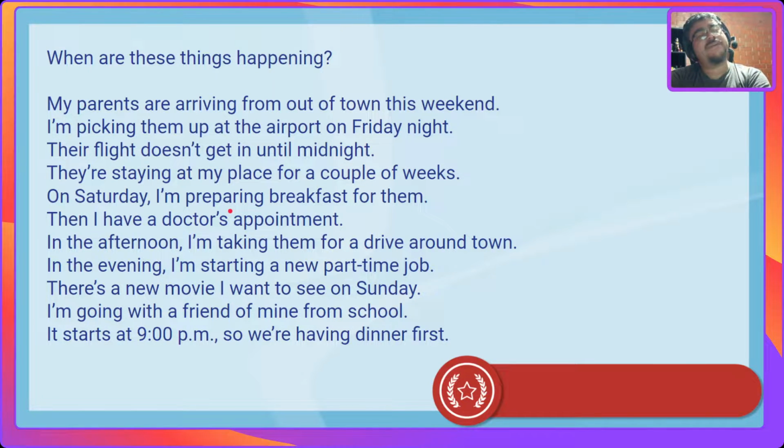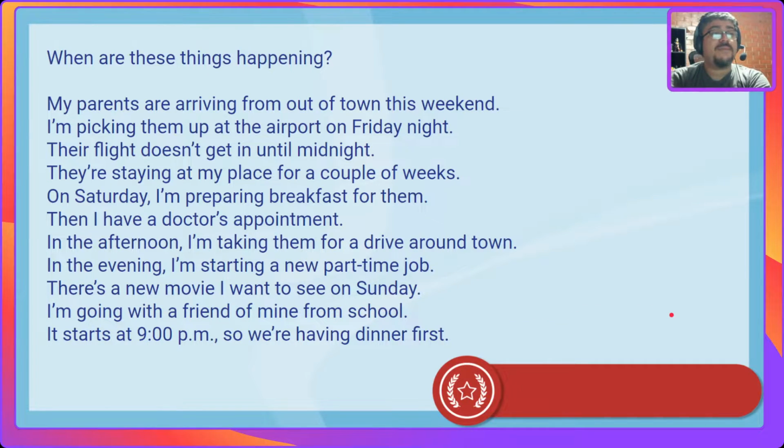So, guys, I want you to look at these sentences that I have here. These things are happening. My parents are arriving from out of town this weekend. I'm picking them up at the airport on Friday night. Their flight doesn't get in until tomorrow midnight. They're staying at my place for a couple of weeks. Saturday, I'm preparing breakfast for them. Then I have a doctor's appointment.